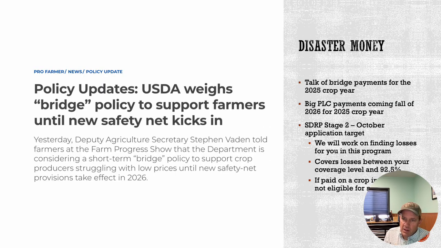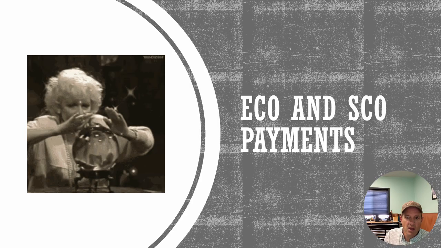Is there more disaster money coming? There's now talk of bridge payments coming because of the incredibly poor farm economy at the moment. So I think there's a really good chance you're going to get some sort of flat tariff payment for the 25 crop year, probably in the next 4 to 6 months, somewhere in that ballpark. There's also stage 2 of that SDRP program. So if you didn't qualify for stage 1, if you had some shallow losses on your farm, you might qualify then. We'll be digging into your numbers and let you know if you're going to trigger. That'll be coming out in October, possibly as well.